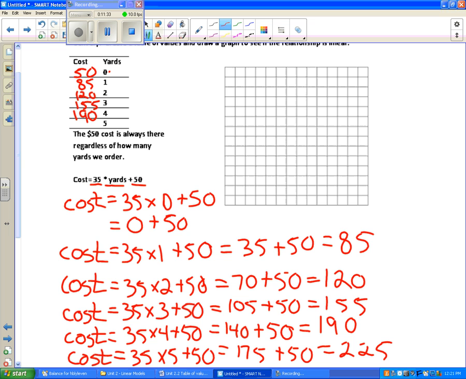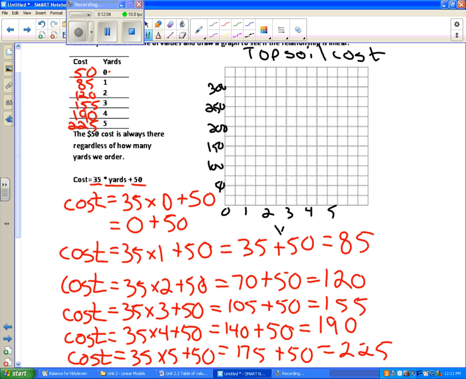Well, now I graph it. Same kind of thing that I did before, 1 yard, 2 yards, 3 yards, 4 yards, 5 yards, starting at 0, $50, $100, $150, 200, 250, 300, topsoil cost. These would be yards, and this is cost on the side here. So I'm going to plot these. We'll see what we get.